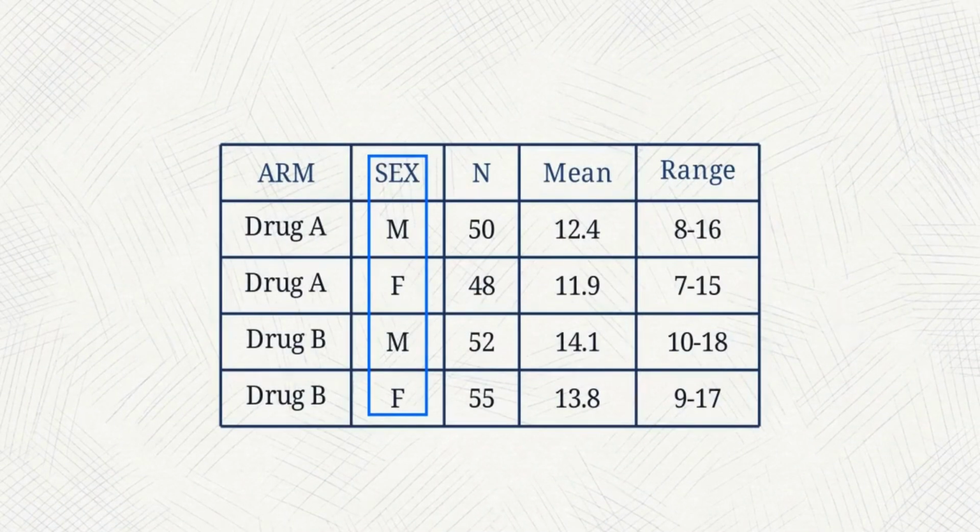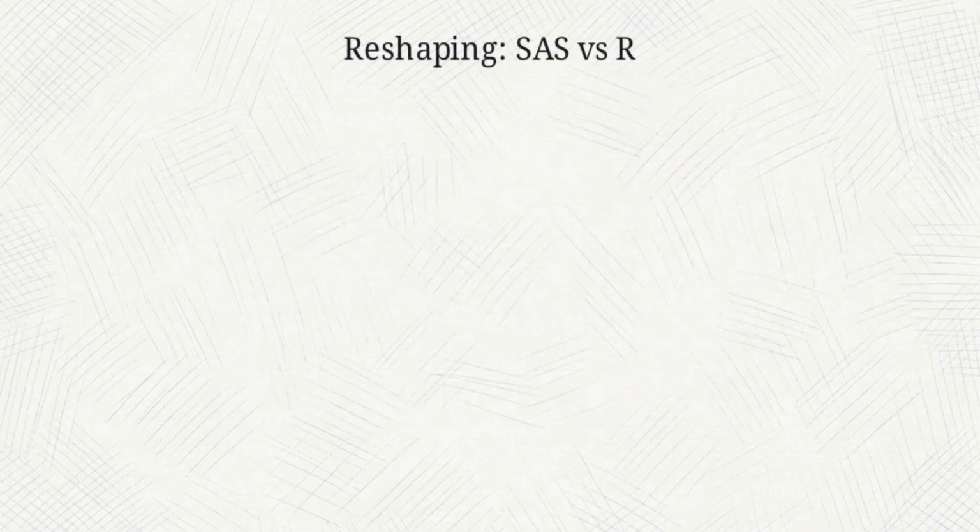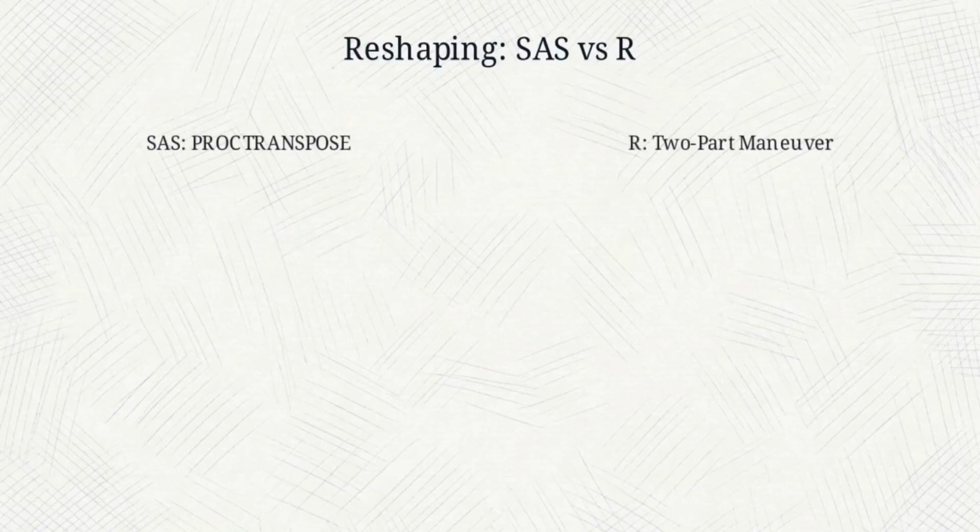We need to split the results by sex. Take a few seconds to think about which specific functions are required to pivot this dataset. If you weren't sure which function to use, it is because reshaping is where SAS and R diverge the most. SAS uses one proc transpose step, while R requires a two-part maneuver.